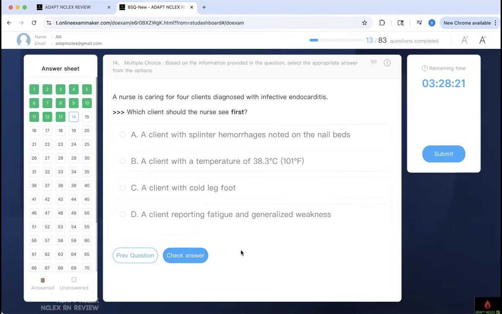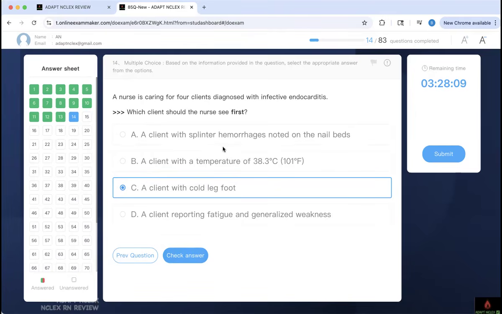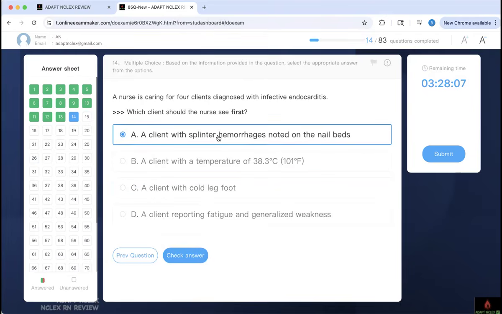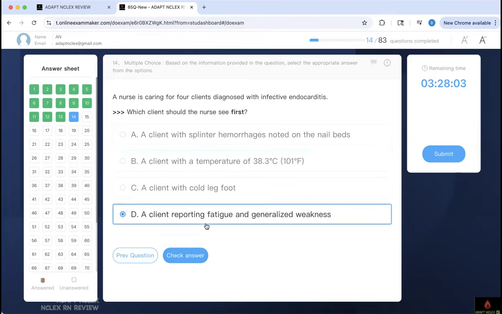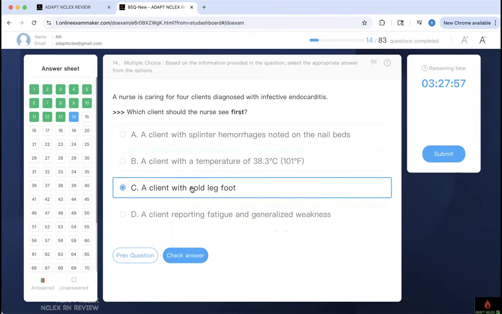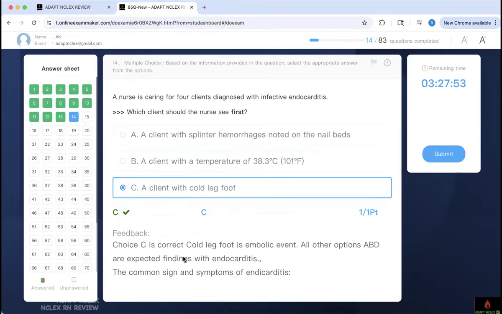What is your answer? I can tell you, the cold leg and foot is bad. That means ischemia of the leg. You should not expect that. What do you expect to see with endocarditis? I call it FROM JANE. You should expect splinter hemorrhages. You should expect fever. You should expect generalized fatigue and weakness due to anemia. But when you see a cold leg and foot, you're going to have ischemia to the leg, and that leg is dying. Therefore, that's the one.